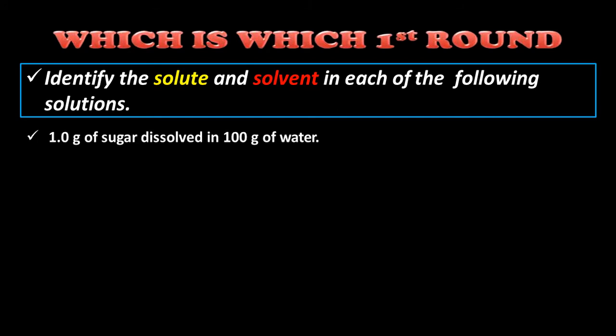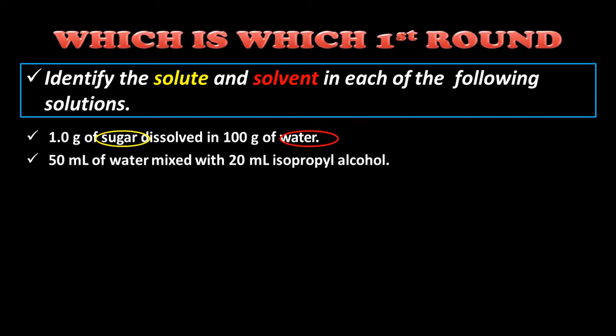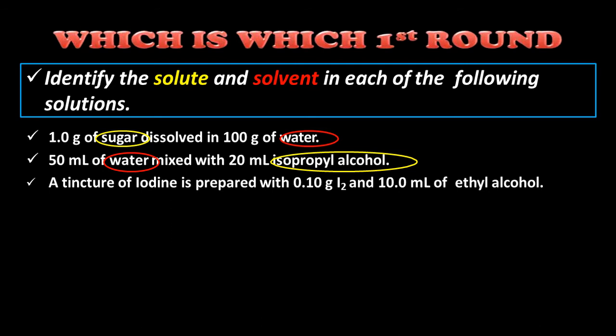Let's make a checkpoint for our definitions. We have here 1 gram of sugar dissolved in 1 gram of water. So the lesser amount, the sugar, is the solute and water is the solvent. Another one, 50 milliliters of water mixed with 20 milliliters of isopropyl alcohol. So isopropyl alcohol will be the solute and water will be the solvent. Another case, tincture of iodine is prepared with 1 gram of iodine and 10 milliliters of ethyl alcohol. So the iodine will be the solute and ethyl alcohol will be the solvent.